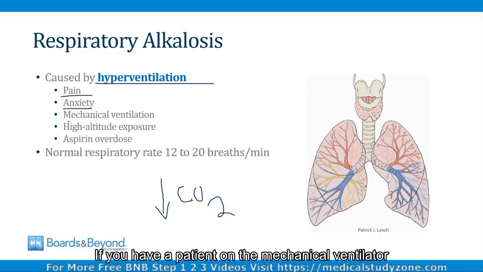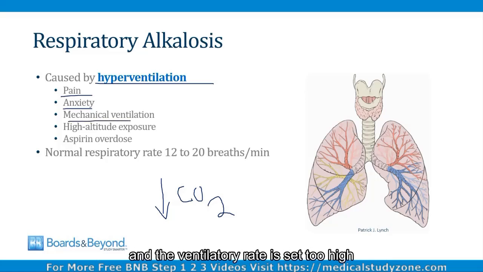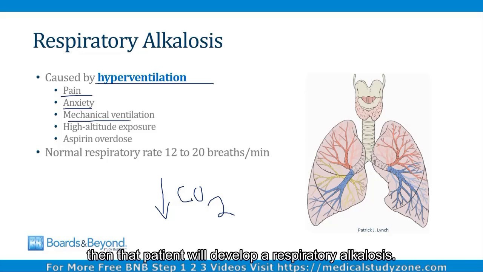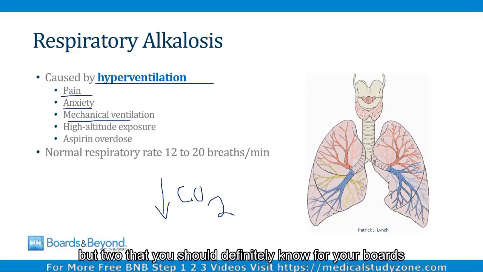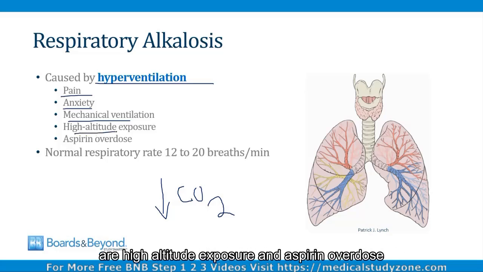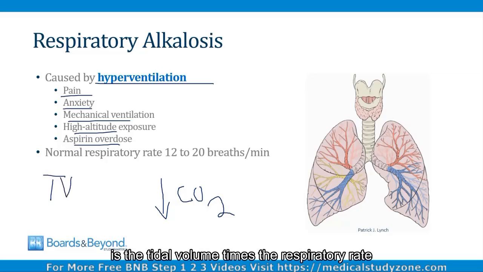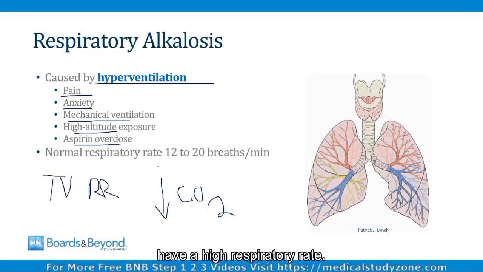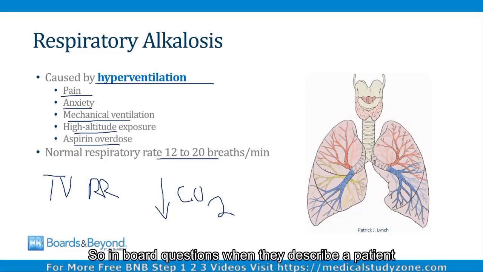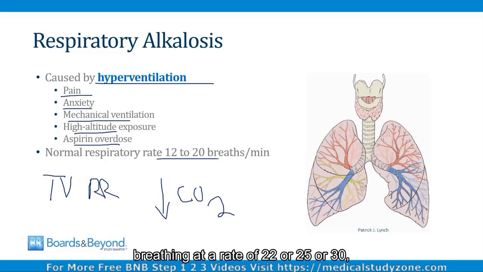If you have a patient on a mechanical ventilator and the ventilatory rate is set too high, then that patient will develop a respiratory alkalosis. 2 more rare causes of respiratory alkalosis, but 2 that you should definitely know for your boards, are high altitude exposure and aspirin overdose, and we'll talk about this later. And remember, the alveolar ventilation is the tidal volume times the respiratory rate, and most patients who are hyperventilating have a high respiratory rate. A normal respiratory rate is 12 to 20, so in board questions when they describe a patient breathing at a rate of 22 or 25 or 30, that patient is hyperventilating.